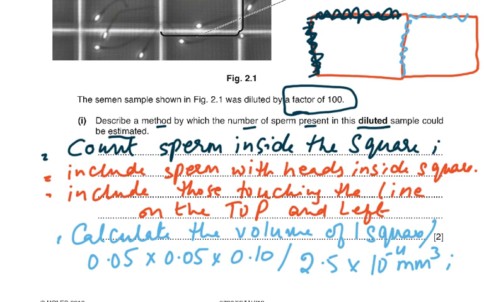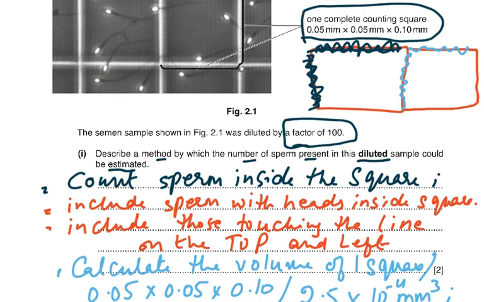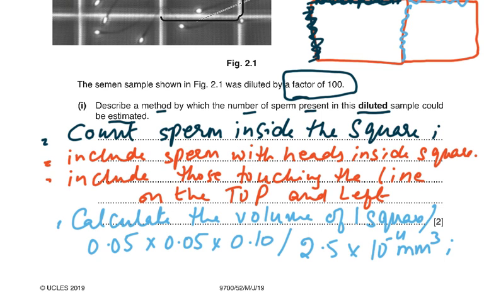Then calculate the volume of one square. The volume of one square was easy to calculate because all you had to do was multiply 0.05 by 0.05 by 0.10, and you got this value. So calculate the volume of one square, and if you know the number in that one square, you could then find out the actual number, because you know you diluted it as well.